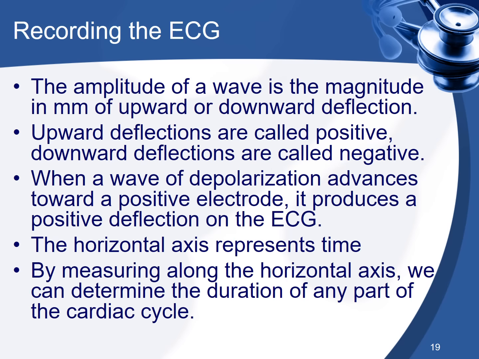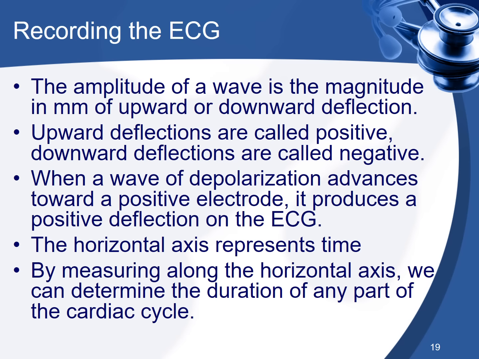Again, the amplitude is the upward or the downward deflection. So this is the height of your waveform. If you're measuring a QRS or a P wave or a T wave, you will be able to count those little boxes or the big boxes and figure out how big or how small your components may be.